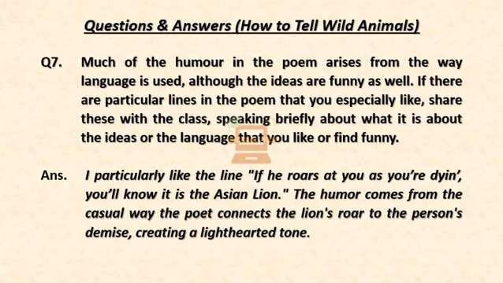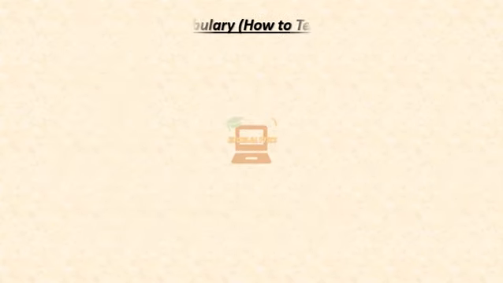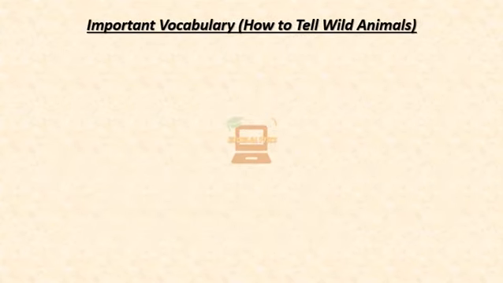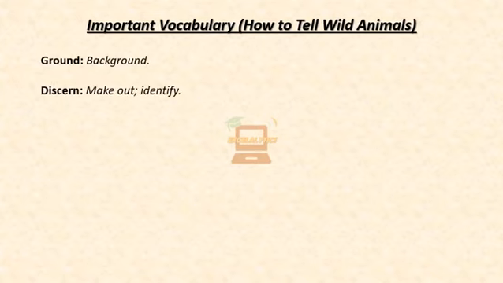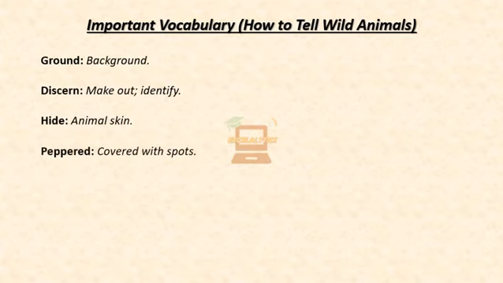The humor comes from the casual way the poet connects the lion's roar to the person's demise, creating a light-hearted tone. Important word meanings from the poem. Ground, background. Discern, make out, identify. Hide, animal skin. Peppered, covered with spots.